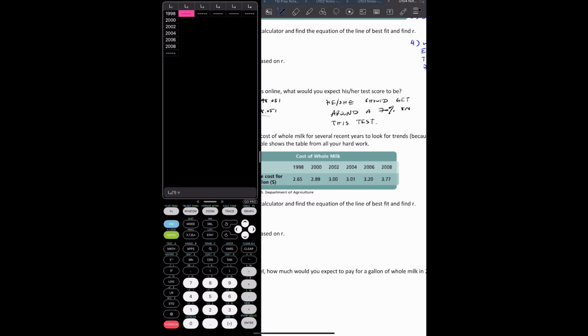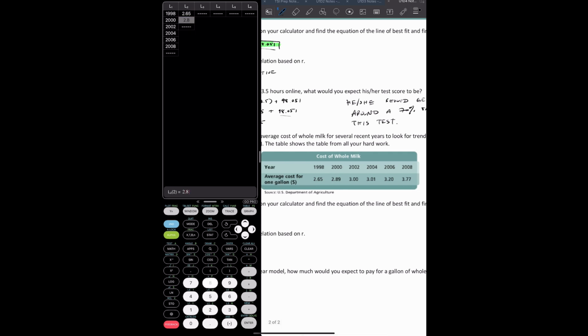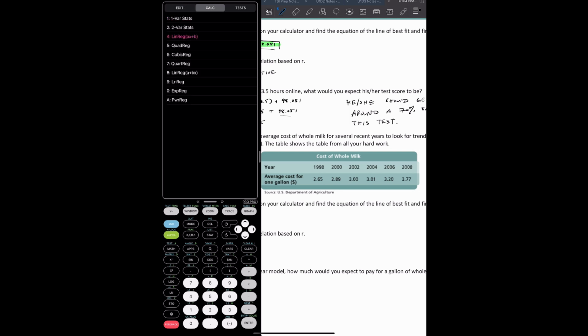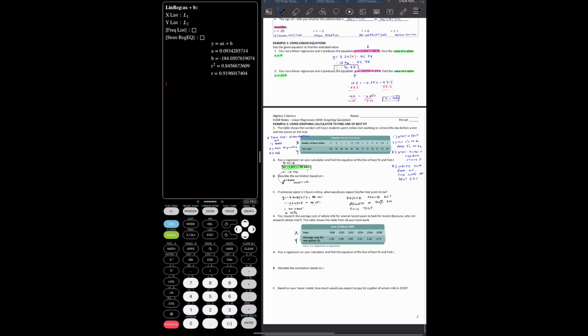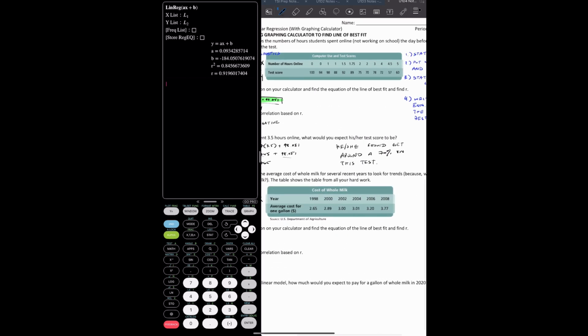Then we're going to arrow to the right and make sure that your graphing calculator is highlighting the dashed lines here, so you can input 2.65, 2.89, 3.00 or 3, 3.01, 3.20, and 3.77. And then we're going to press the stat button, arrow to the right, and hit calc. Scroll down to LinReg ax plus b, not a plus bx. Hit enter, enter again, and then, okay, so we're going to write our equation of the line of best fit and then find the r value.